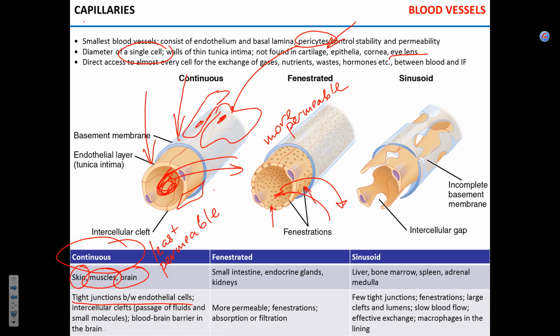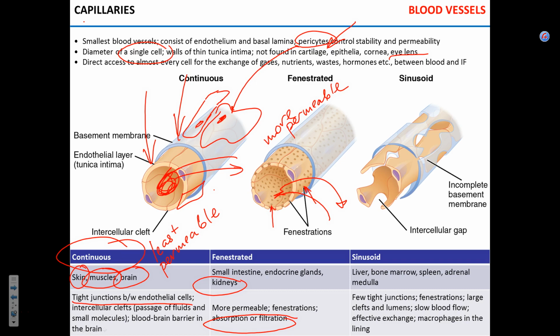Okay? These capillaries are very suitable for filtration or absorption. You can find them in tissues like the kidneys, where filtration and absorption is all that they do, really, or capillaries that run through the villi of the small intestine, that absorb nutrients.